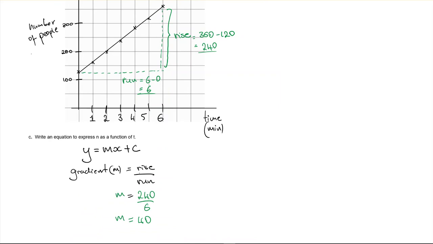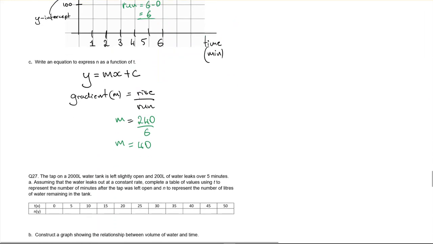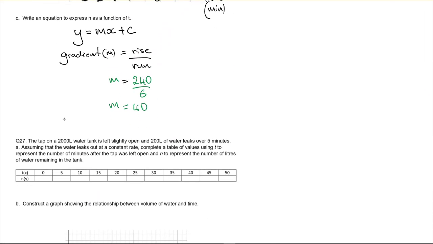The y-intercept is where it crosses the y-axis, that's the y-intercept. And in our case, we know it's 120. So I can come here and write y-intercept equals 120. Now I'll just substitute my values. So gradient is m and the y-intercept is c. So I'll rewrite my equation: y equals 40x plus 120.